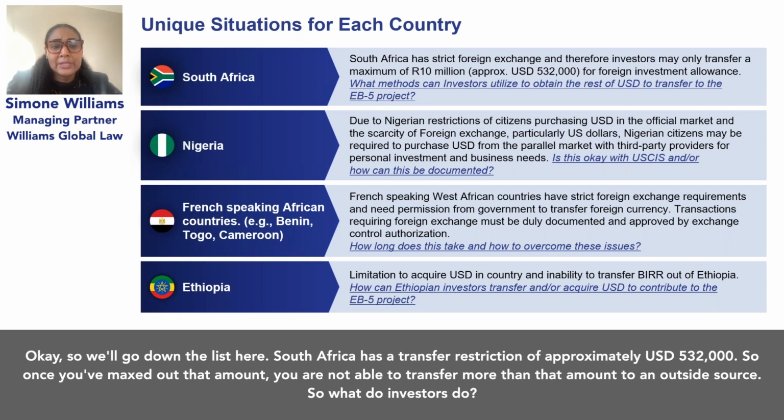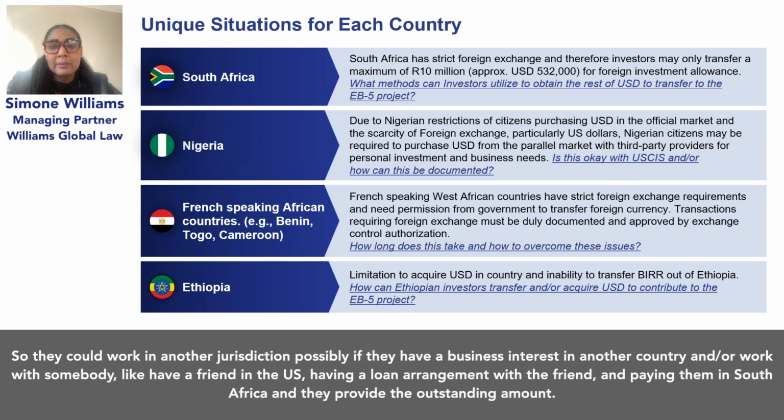Okay, so we'll go down the list here. South Africa has a transfer restriction of approximately USD 532,000. Once you've maxed out that amount, you're not able to transfer more than that to an outside source. So what do investors do? They could work in another jurisdiction, possibly if they have a business interest in another country, or work with somebody, like a friend in the US, having a loan arrangement with the friend and paying them in South Africa, and they provide the outstanding amount.